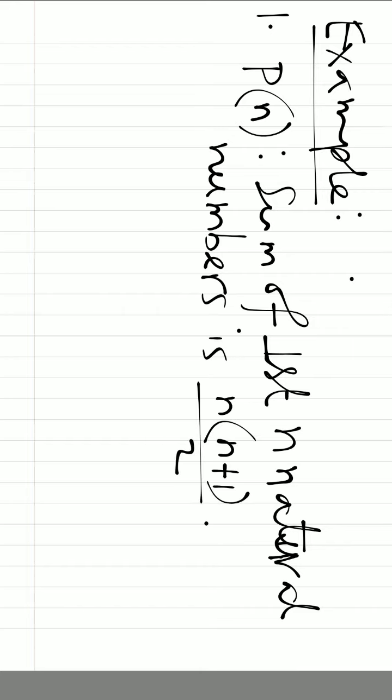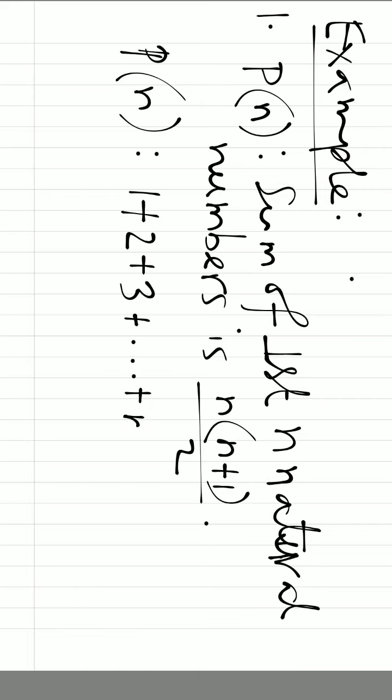Let us consider this one. So in this one we can also write Pn like this. We can write it as 1 plus 2 plus 3 plus dot dot dot to n to be n times n plus 1 by 2. This we can write.